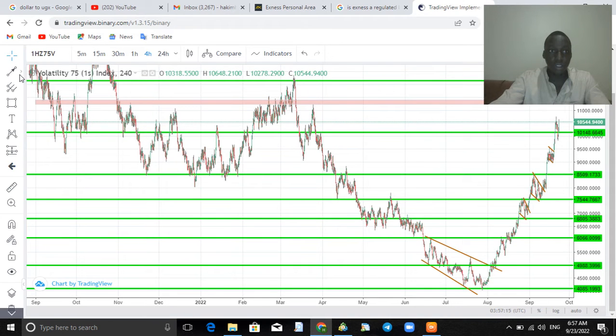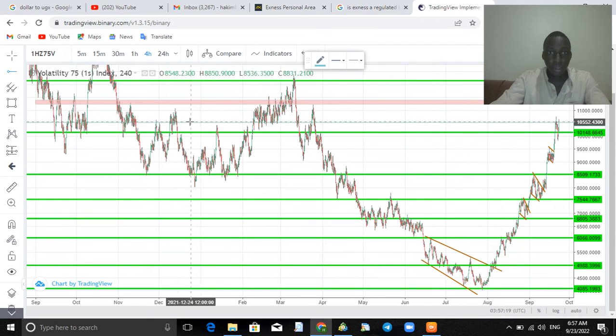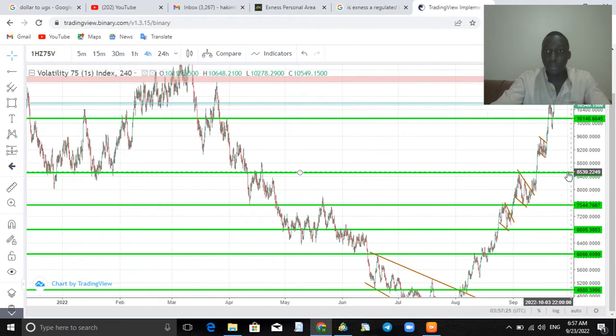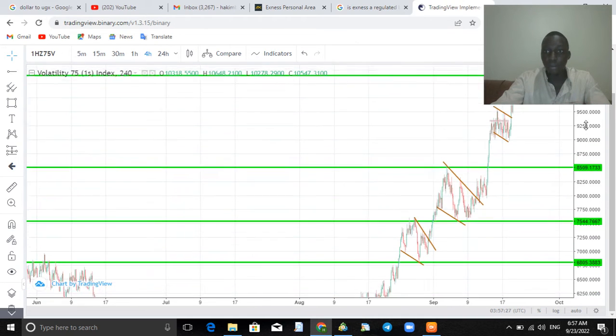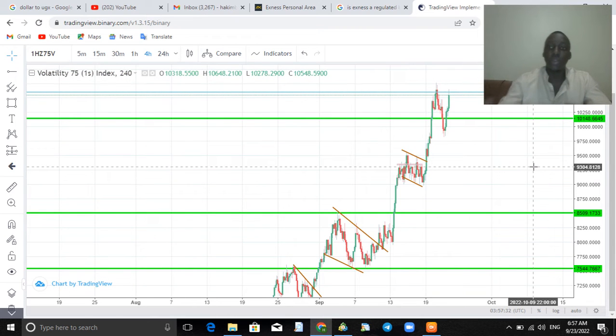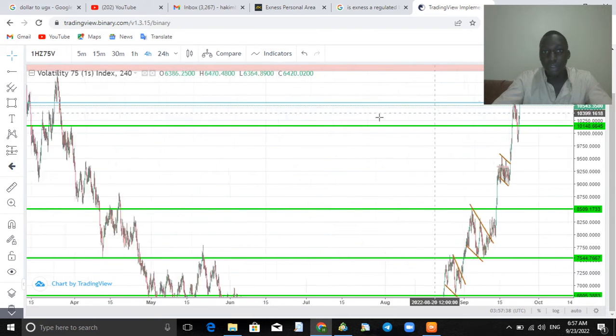If I connect my horizontal ray trend line and put it on that level, you can clearly see that this pair is actually playing around this particular level. We haven't confirmed whether it will break this level and continue, because we can see it has made a little bit of weak rejection on that level.